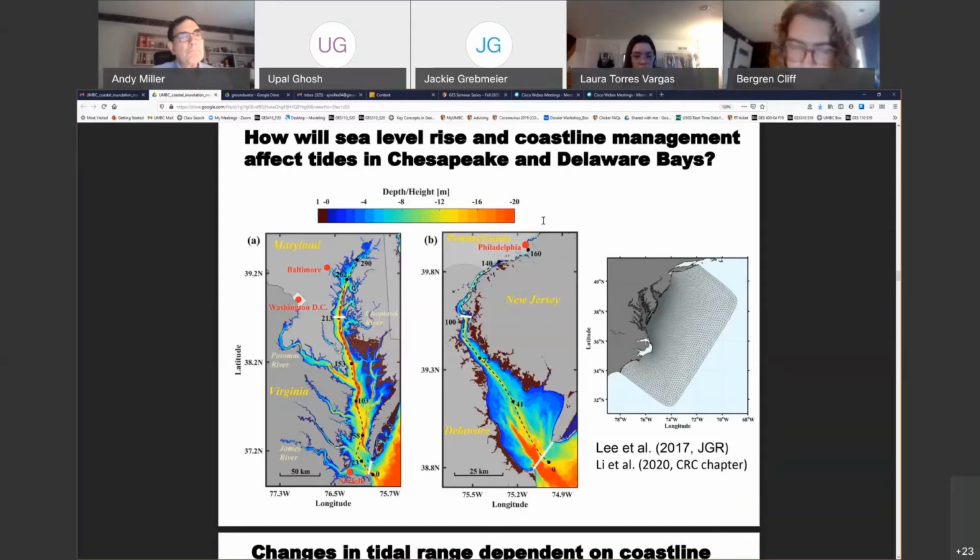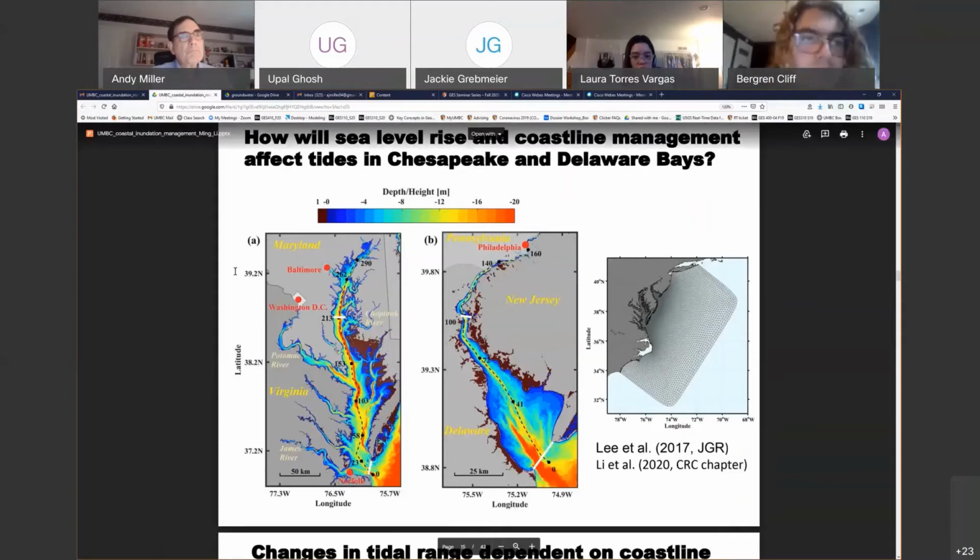And then we compare the tidal response in Chesapeake Bay and Delaware Bay. We construct a numerical model that covers the Mid-Atlantic Bight as well as the two estuaries. Next slide, please.